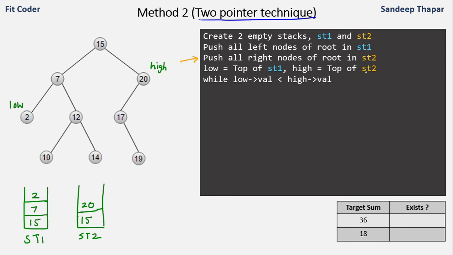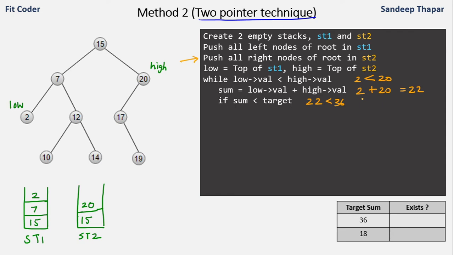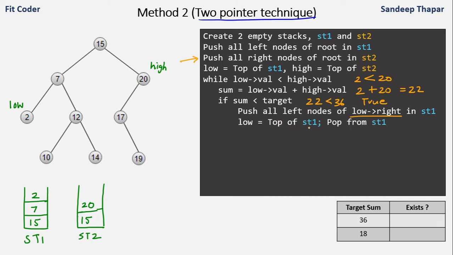So here 2 is less than 20, so we'll come inside and we compute the sum. So 2 plus 20 is 22. We check if sum is less than target. So 22 is less than 36. This is true. So we push all left nodes of low right in st1. So right of 2 is null, so we do not push anything in the stack. So low becomes equal to top of stack 1, which is 2, and then we pop from stack 1. So we remove element 2 from the stack.